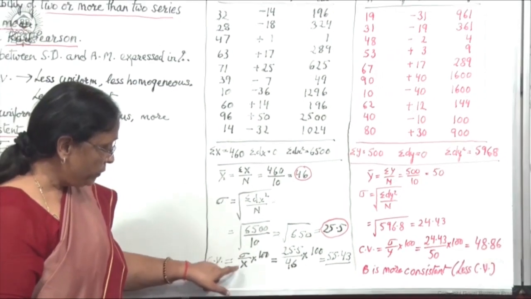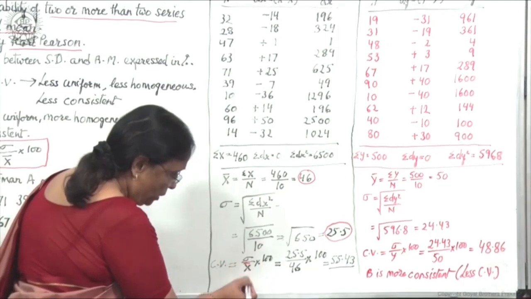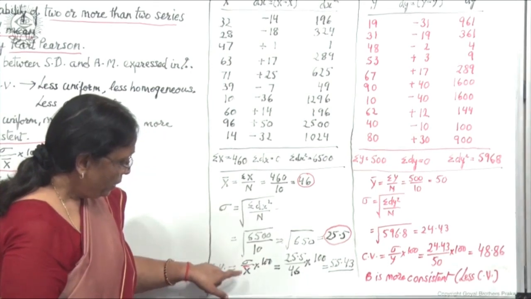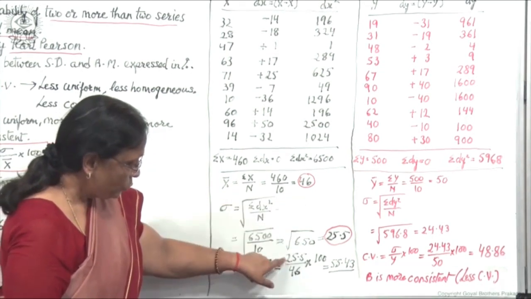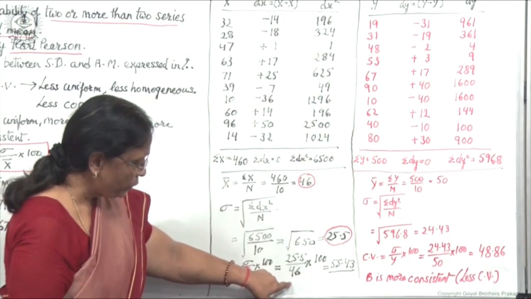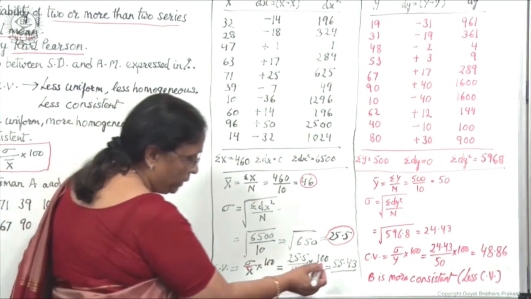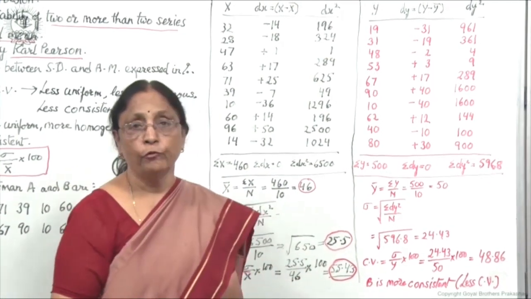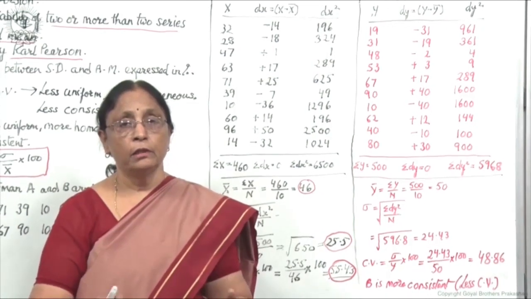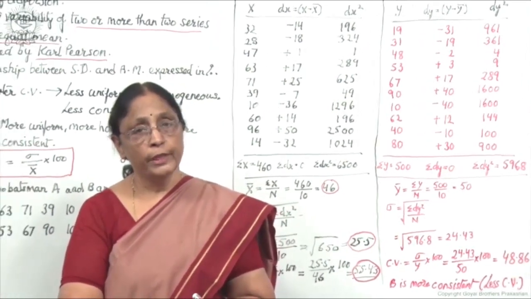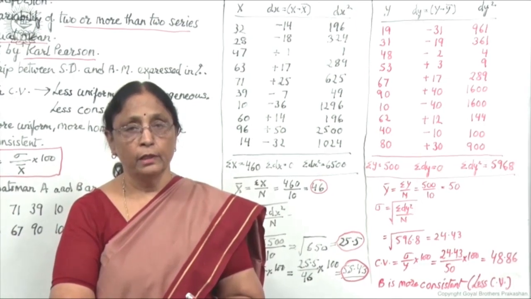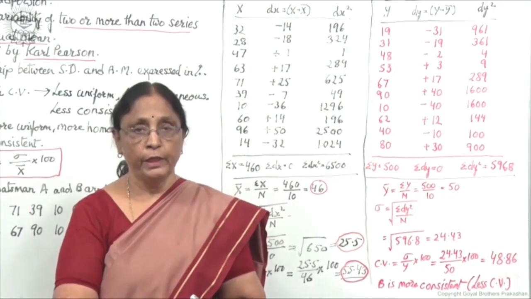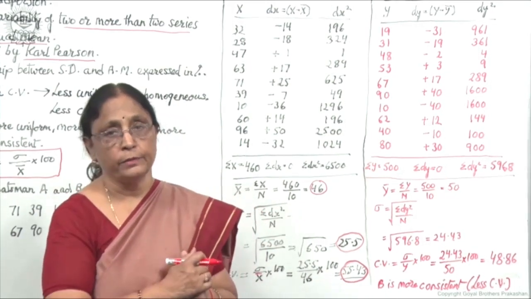CV is equal to standard deviation upon x bar into 100. 25.5 is the standard deviation, x bar is 46. So 25.5 divided by 46 into 100, and you will get the coefficient of variation, that is 55.43. This is the coefficient of variation for batsman A, right? Now let us find out the CV of batsman B, and then we can do the comparison.